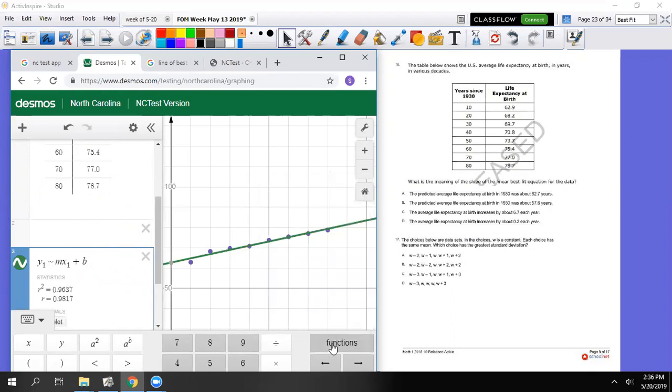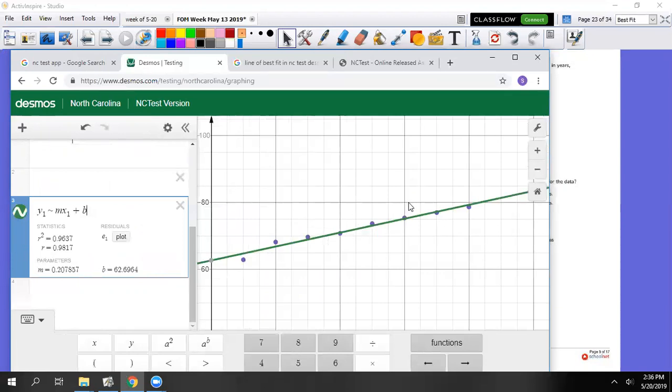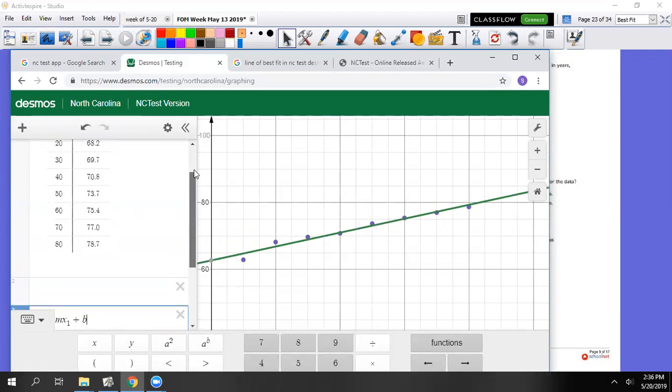Okay, so now what I've got going on is in green, I've got my line of best fit, okay? In blue, we have our original data points, okay?